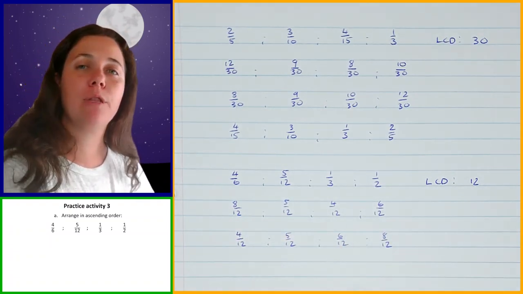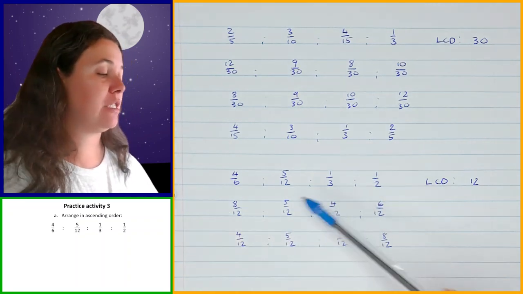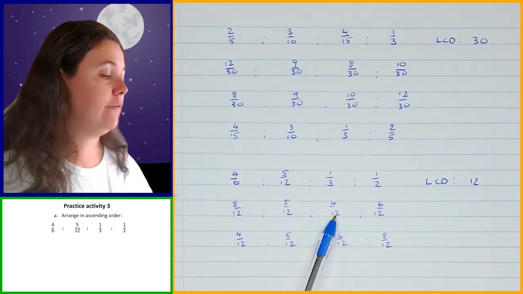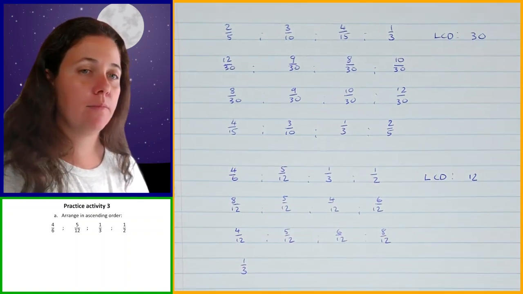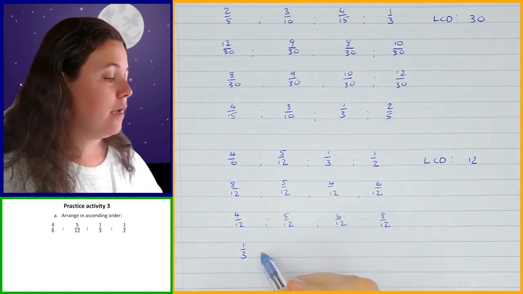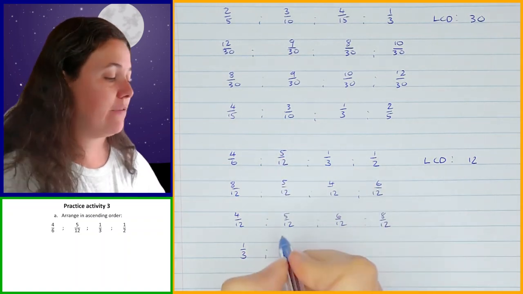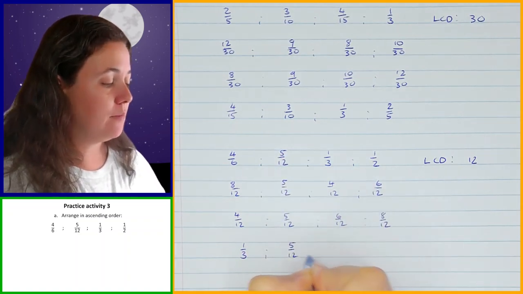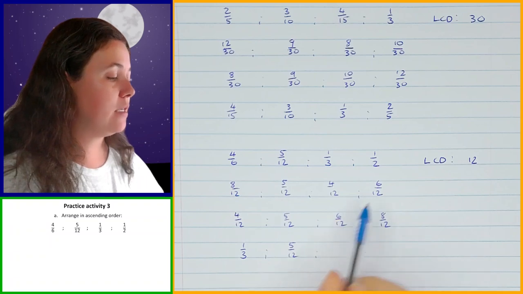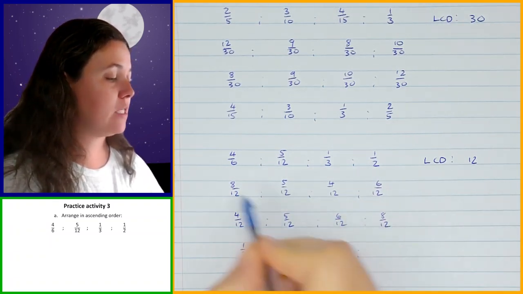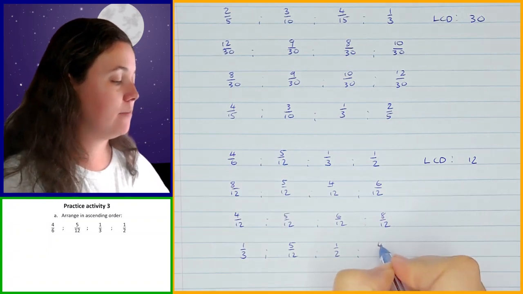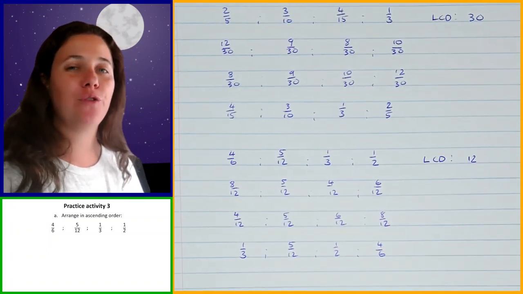Right, now that I've got them in the correct order, I need to change them back to the fractions that I started with. So, 4 twelfths was originally 1 third. Five twelfths was always 5 twelfths, it never changed. 6 twelfths was a half. And 8 twelfths was originally 4 sixths. So that's what you should have got for that example.